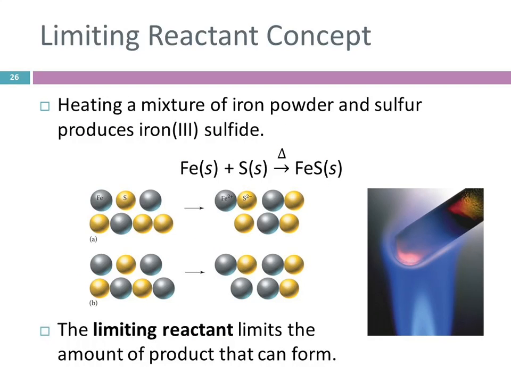So let's look at iron and sulfur. So if we heat a mixture of iron powder and sulfur, we produce iron sulfide. Here's a picture of that happening in a test tube. So let's look at scenario A, where we have 1, 2, 3 iron atoms and we have 4 sulfur atoms. We don't have an equal number. It's really hard to get an equal number of iron and sulfur atoms so that everything can work out perfectly.